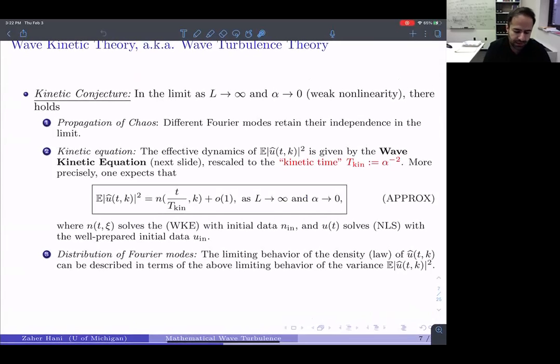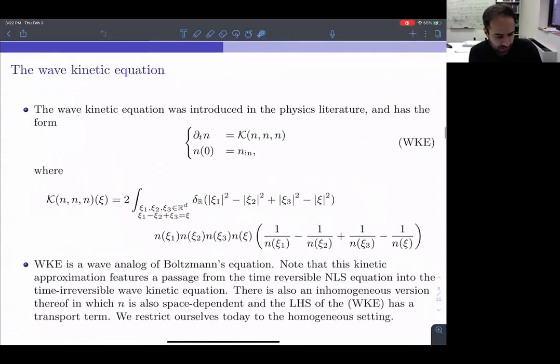And finally, not only can I tell you what the variance of the Fourier modes is at later times, I can also follow the density, or the law, of these Fourier modes at later times. This is something that can be derived. The limiting behavior can be dictated in terms of the variance and this wave kinetic equation that I will write for you over here.